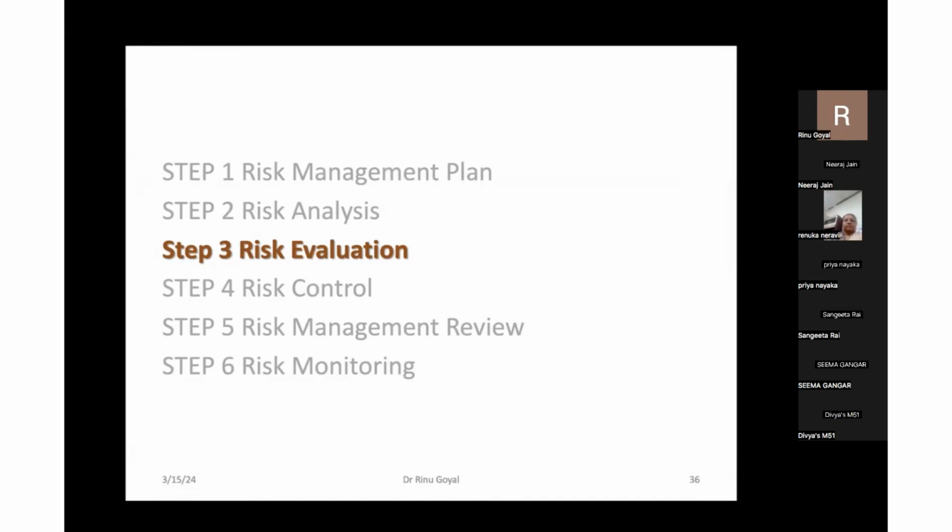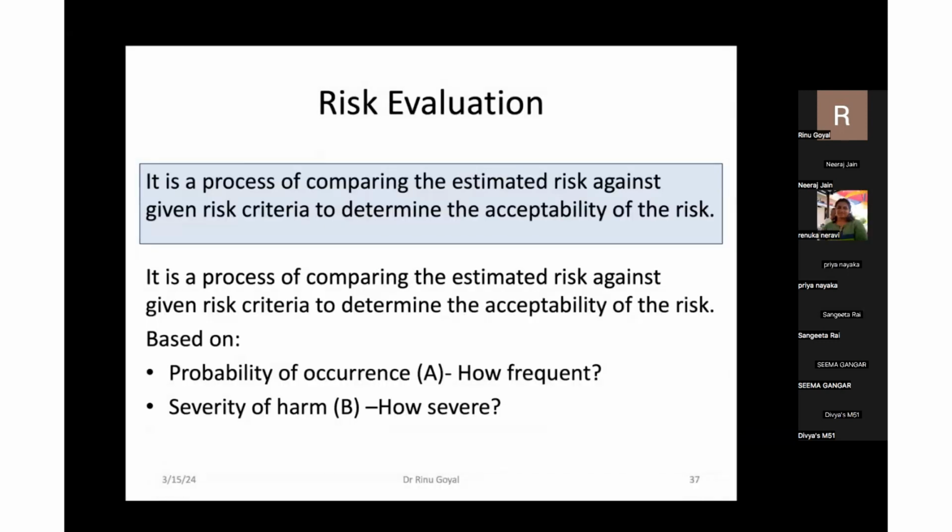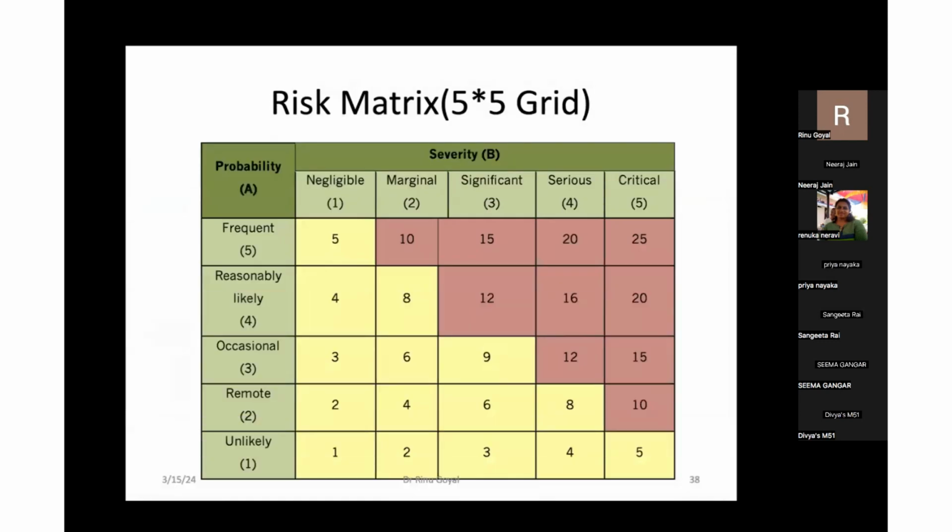So number 3 comes the risk evaluation. What is evaluation? It is a process of comparing the estimated risk, which we have estimated, against given risk criteria to determine the acceptability of the risk. So it is a process of comparing estimated risk against given criteria. Probability is how frequent, and severity is how severe it is going to be.